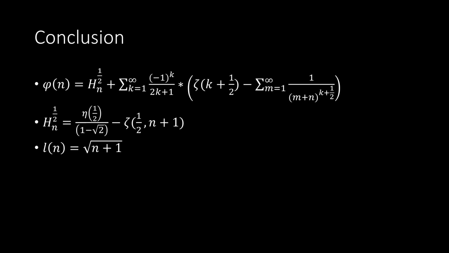Of course, we still have the function for the length, L of n equals square root of n plus 1, and we now can finally put together our point, which is given as a complex number, L from n times e to the power i phi from n, with phi given above and L of course given above.